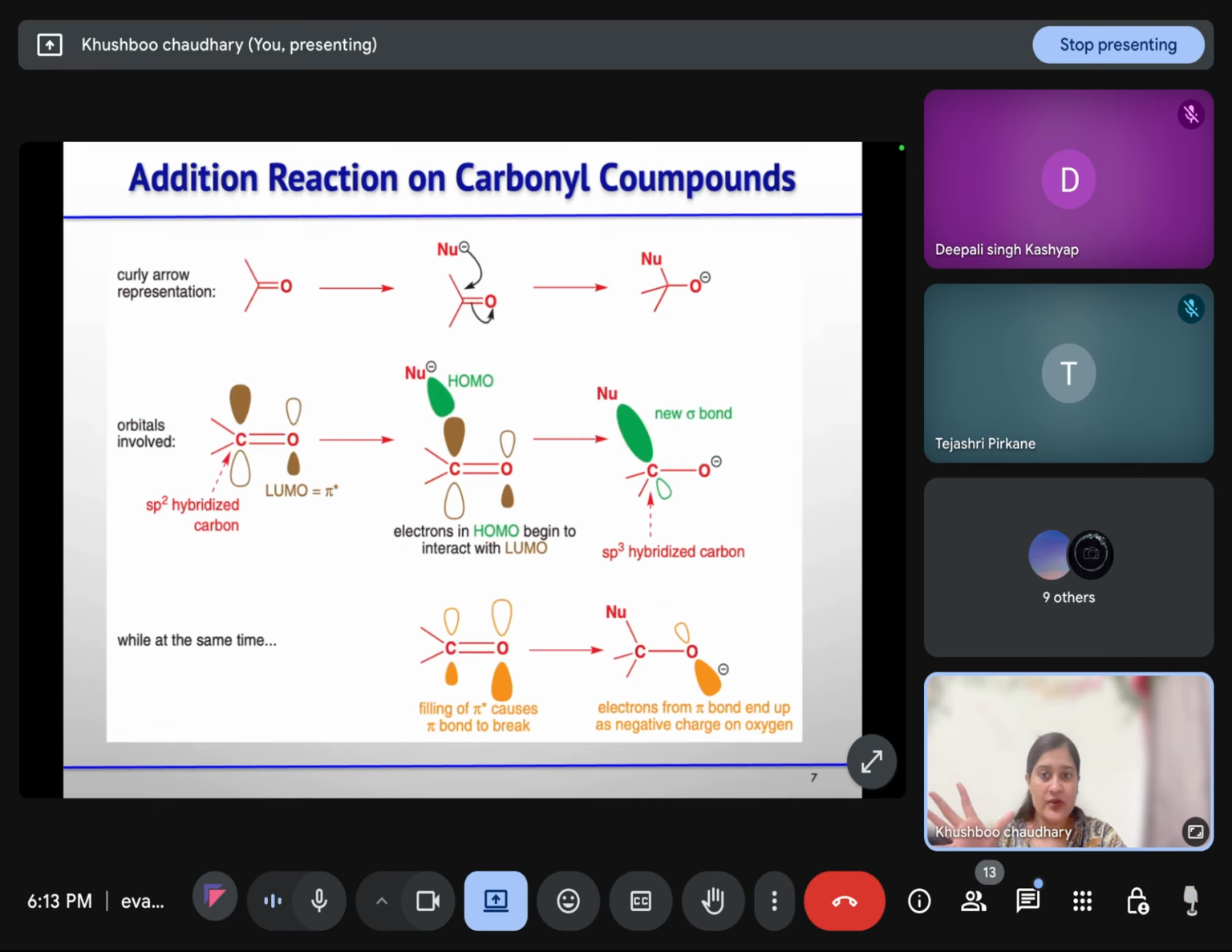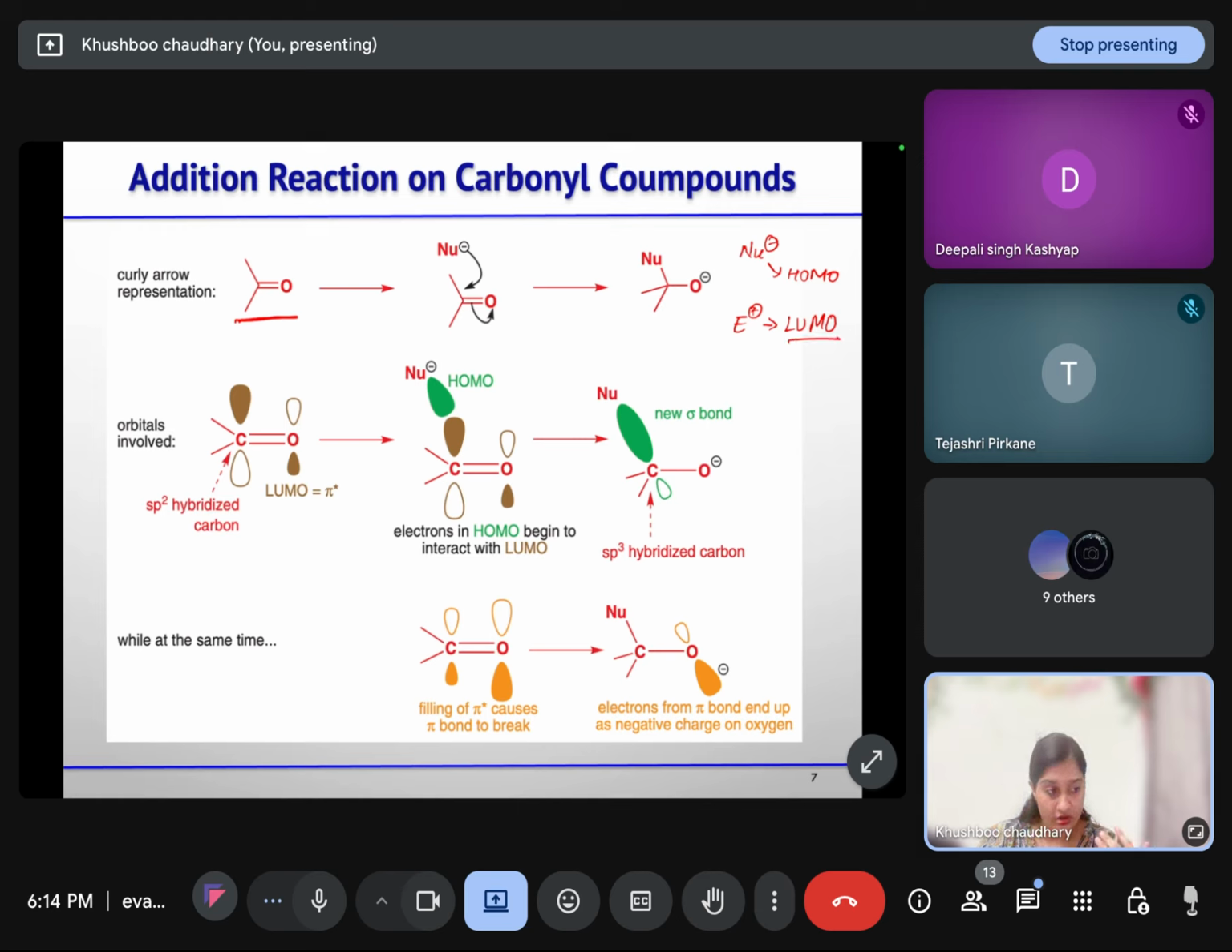Now how will this attack take place? Your carbonyl compound is there, and whenever the nucleophile approaches, it will approach the pi star orbital, which is empty, because the nucleophile will give electrons from its HOMO, and the electrophile, the carbonyl carbon in this case, will accept electrons in its LUMO.